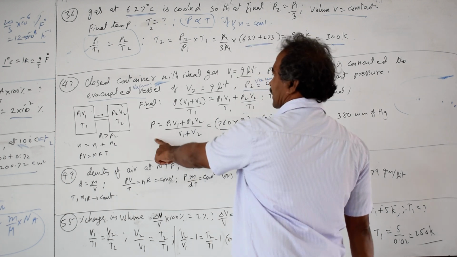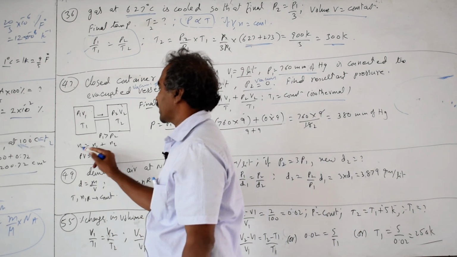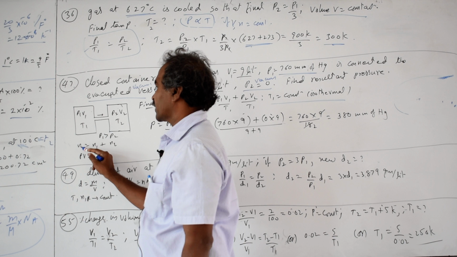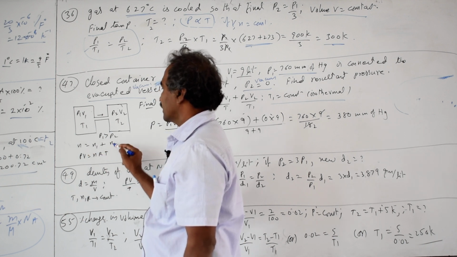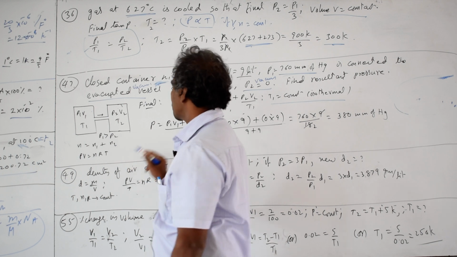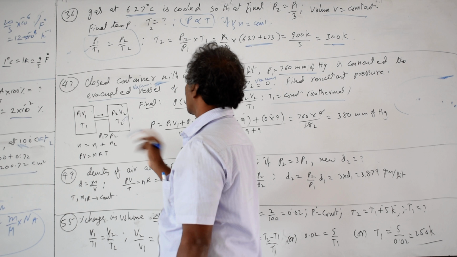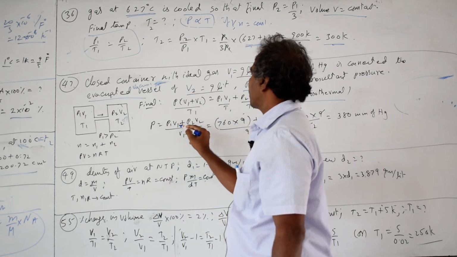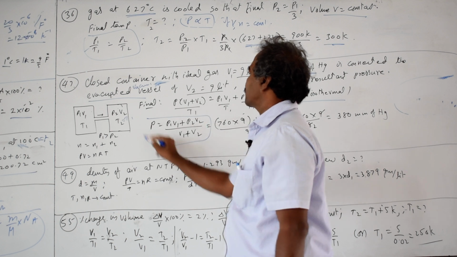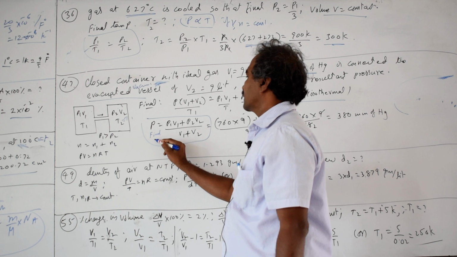So PV equals nRT. What stays constant in this case is the number of moles, n equals n1 plus n2, and with PV equals nRT, n equals PV by RT. Same thing for this: P1 V1 by RT1 plus P2 V2 by RT2, but T1 equals T2, temperature is constant, so that will cancel in the expression. The result, this formula you need to remember: the final pressure equals P1 V1 plus P2 V2 by V1 plus V2. This is the final resultant pressure.